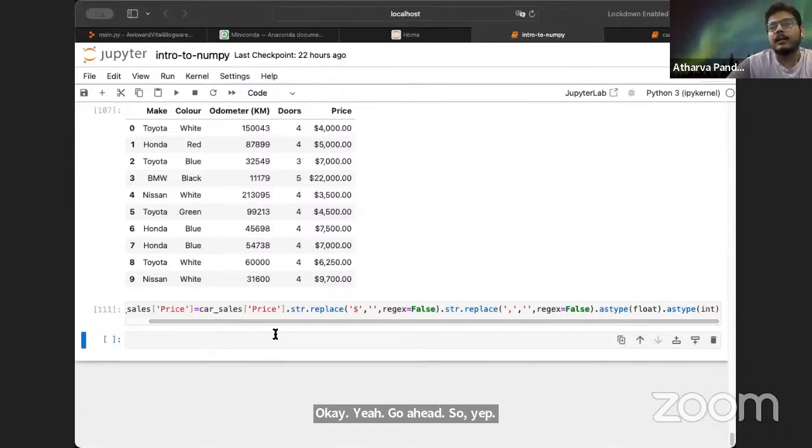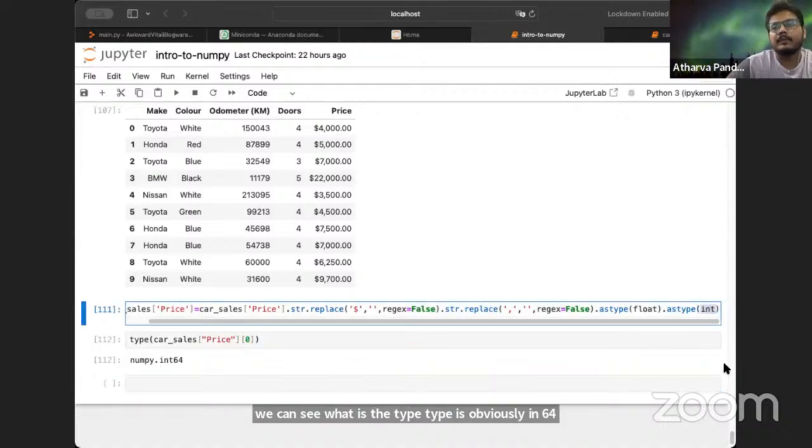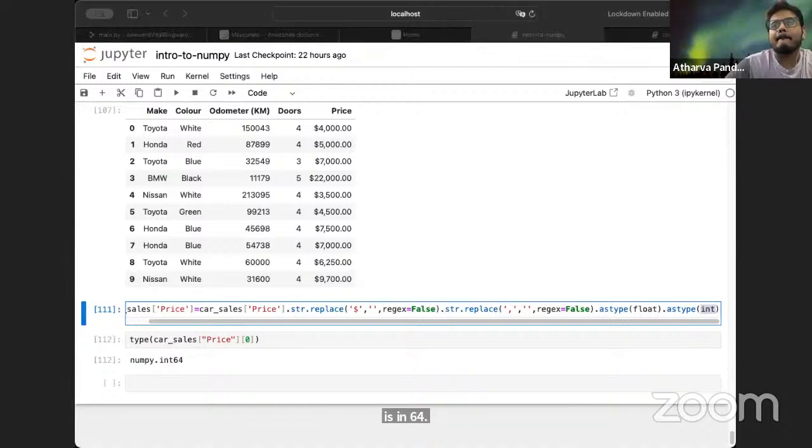We got this car price, and then we can have car price, and we can see what the type is. Type is obviously Int64 because that's what we said in here, right? The last type is Int64. Okay. What else?